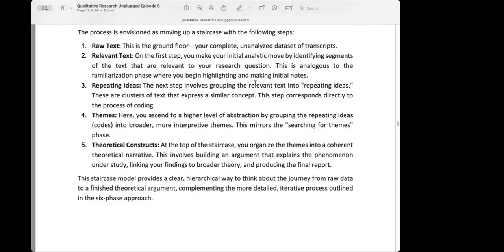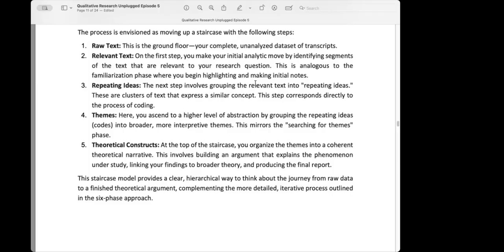Next step up, Step 4, themes. Here, you ascend to a higher level of abstraction on the staircase. You take your repeating ideas, which are essentially your codes or code clusters, and group them into broader, more interpretive themes. This mirrors the searching for themes and reviewing themes phases from the Braun and Clarke model, phases 3 and 4, where you move towards more analytical constructs that encompass multiple repeating ideas or codes. This is where you start to see the bigger picture, the main stories emerging from the detailed patterns you identified in Step 3. Okay, grouping the repeating ideas into bigger themes.